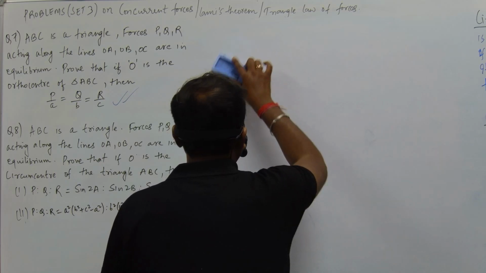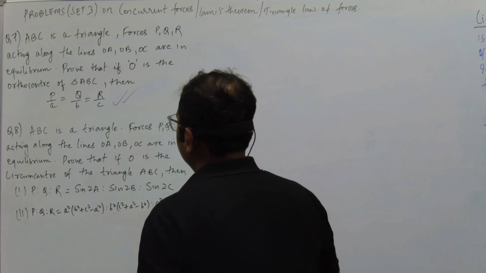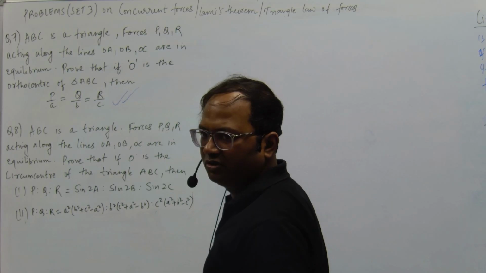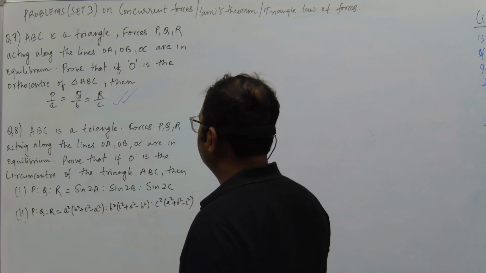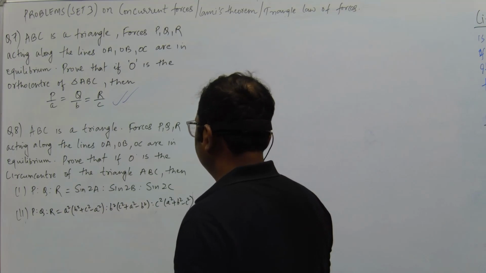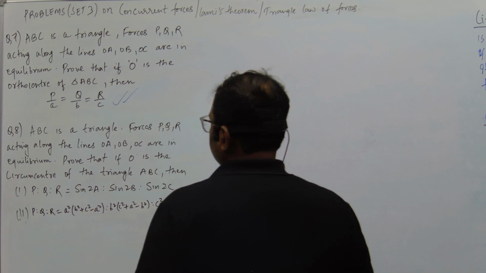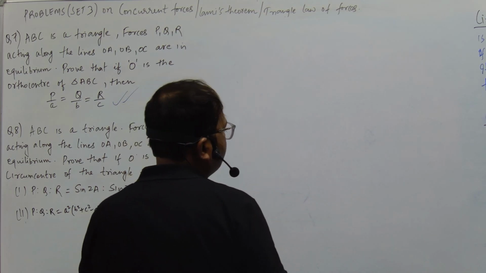Let us discuss question number 8. ABC is a triangle, and forces P, Q, R acting along the lines OA, OB and OC are in equilibrium. Prove that if O is the circumcenter of triangle ABC, then... The circumcenter of a triangle is the point describing the circumcircle. So let us draw a triangle.